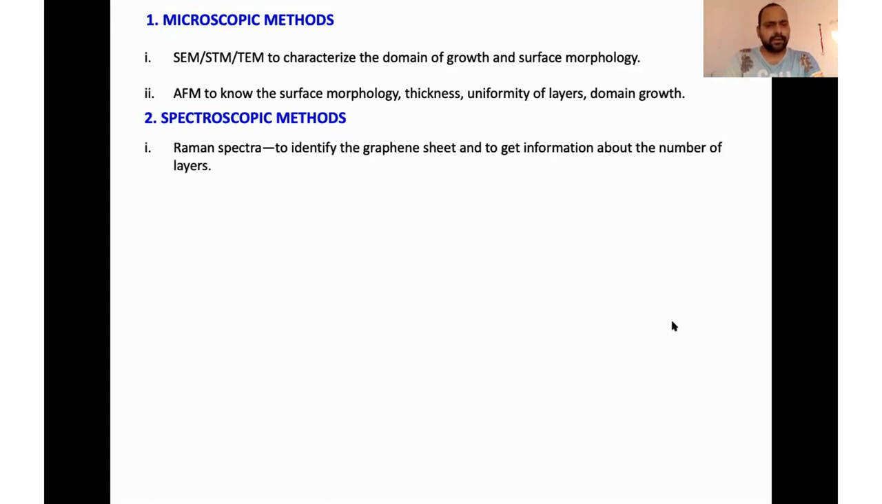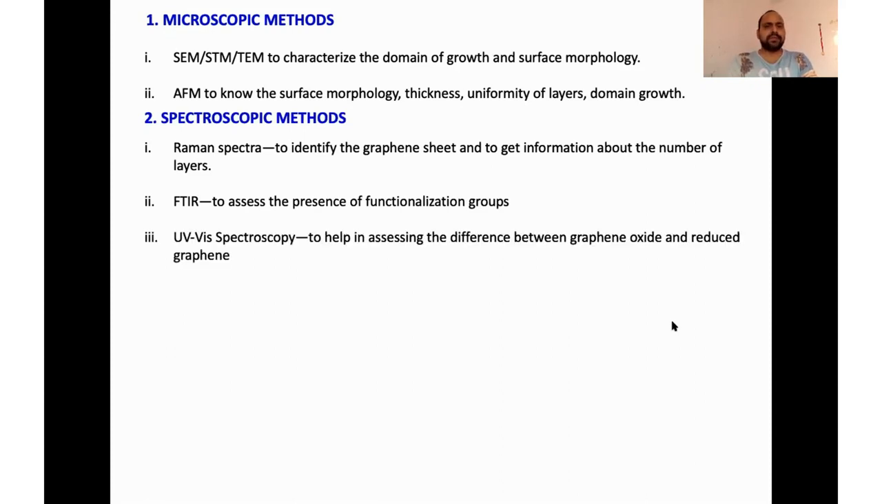Similarly, there are other tools, spectroscopic tools, which are commonly adopted for characterization of graphene. The well known is Raman spectroscopy, where we can identify the graphene sheets, how many layers are there, as well as what kind of defects are associated within. FTIR is another important tool which can be used to understand the functional groups in graphene and graphene oxide. Similarly, with UV-visible spectroscopy, we can understand if there is any band gap, any absorption of light, and then we can differentiate between graphene, graphene oxide, or reduced graphene oxide.